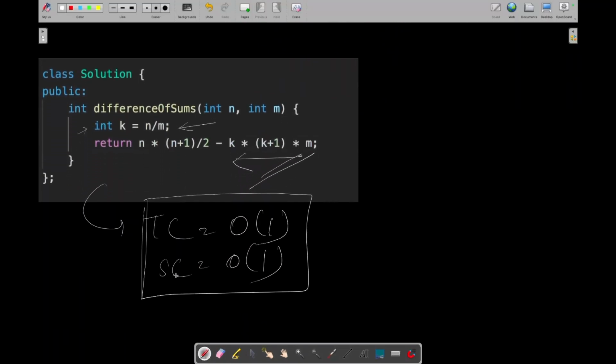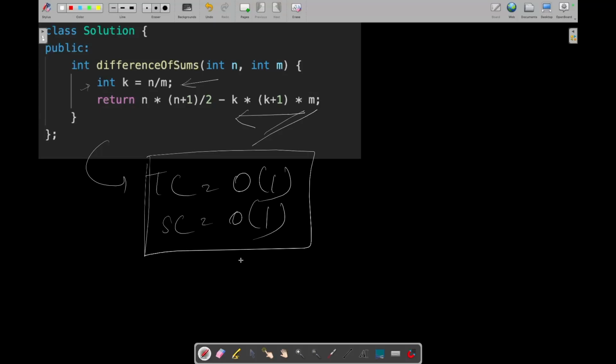The first approach was quite intuitive and easy, but the second one was a little bit tricky. But I hope you get it.